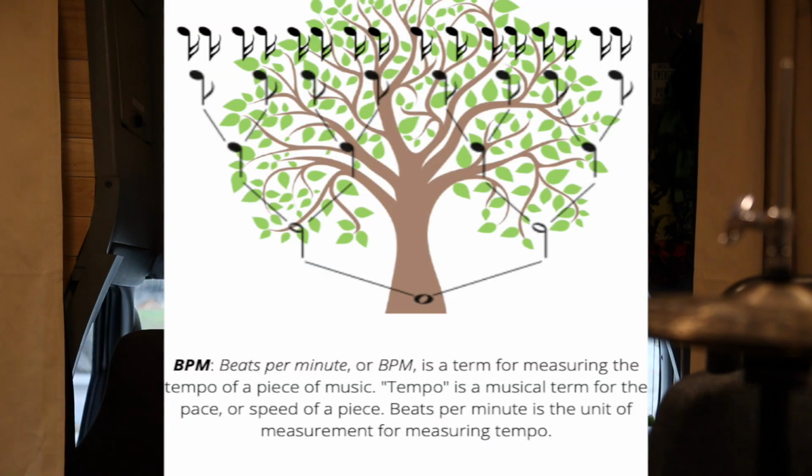But how do we increase the tempo of that time frame? We use what's called beats per minute, or BPM. BPM is a term for measuring the tempo of a piece of music. Tempo is a musical term for the pace or speed of a piece. Beats per minute is the unit of measurement for measuring tempo.